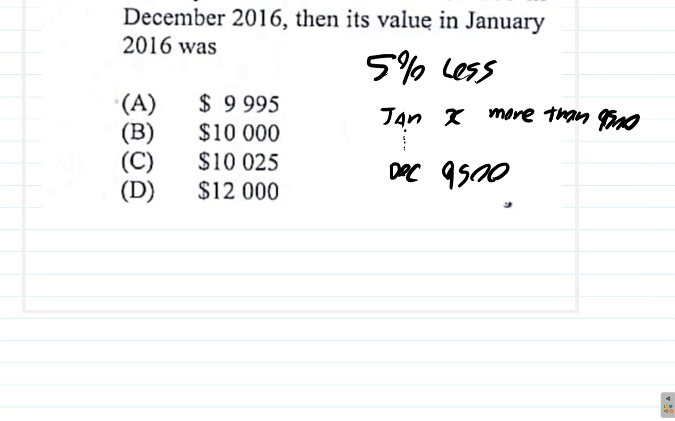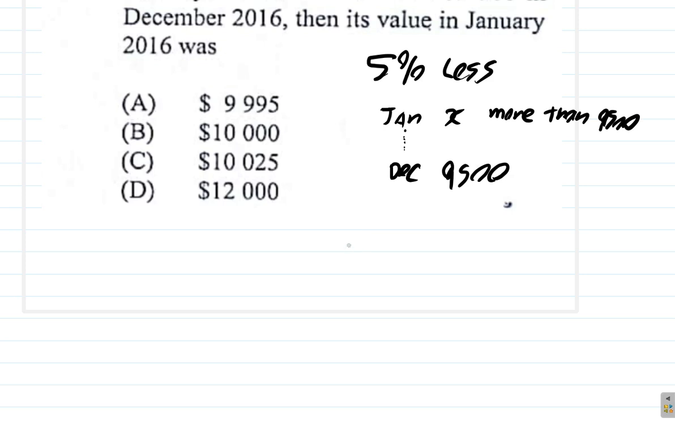Now, a mistake that students might make is to find 5% of 9,500 and add it to 9,500 in an attempt to get what it was valued in January, but that's a mistake, because 5% of 9,500 is a certain value. What it was valued in January was not 9,500. It's a different value, and 5% of that is different from 5% of 9,500. Alright? What you have to do is this.